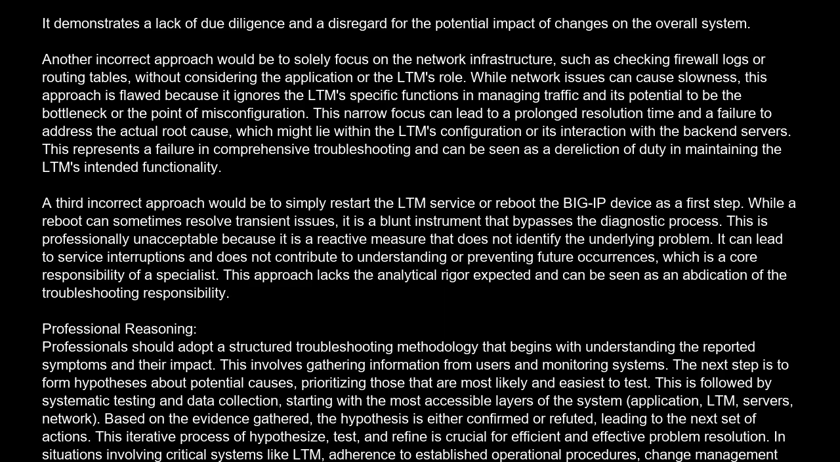Another incorrect approach would be to solely focus on the network infrastructure, such as checking firewall logs or routing tables, without considering the application or the LTM's role. While network issues can cause slowness, this approach is flawed because it ignores the LTM's specific functions in managing traffic and its potential to be the bottleneck or the point of misconfiguration. This narrow focus can lead to a prolonged resolution time and a failure to address the actual root cause, which might lie within the LTM's configuration or its interaction with the backend servers.